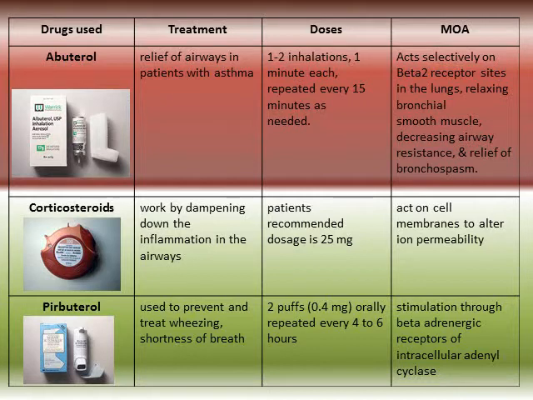Albuterol is another drug used in the treatment of asthma. It prevents and treats wheezing, shortness of breath, and coughing. One to two puffs are inhaled orally and repeated every 4 to 6 hours as needed. The mode of action for albuterol is the stimulation, through beta adrenergic receptors, of the intracellular adenyl cyclase.